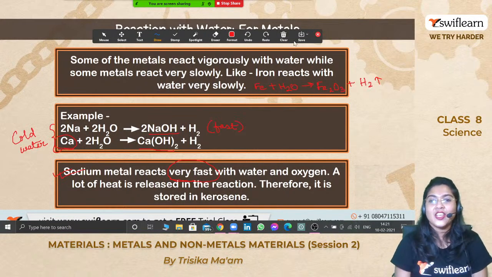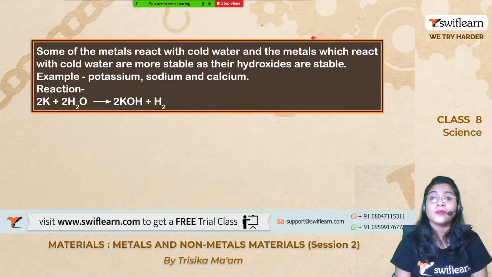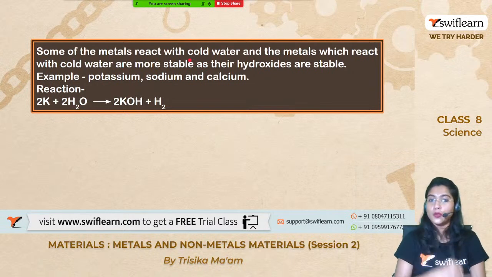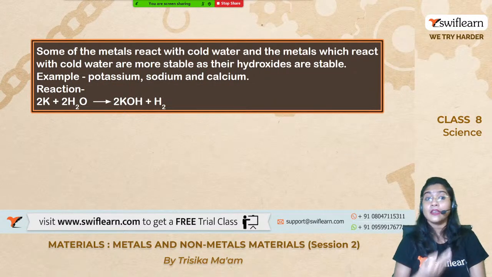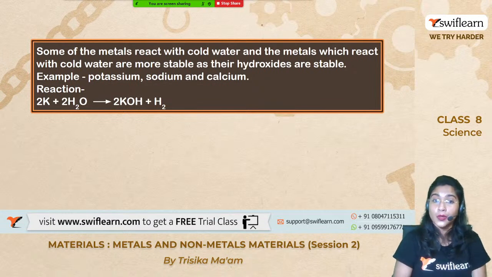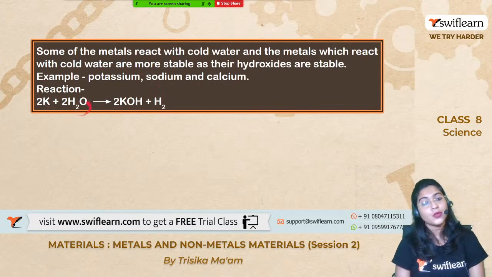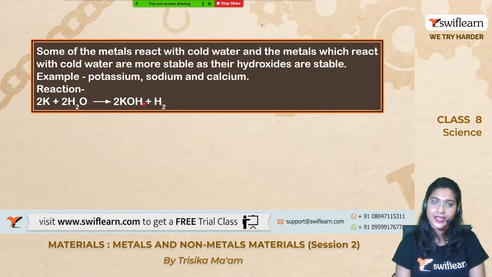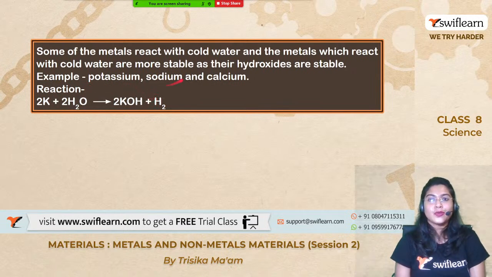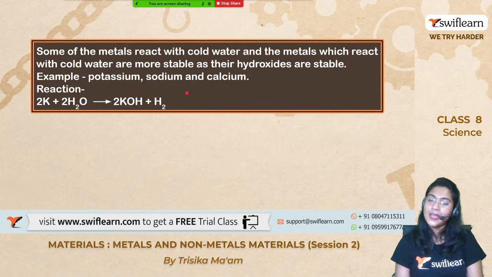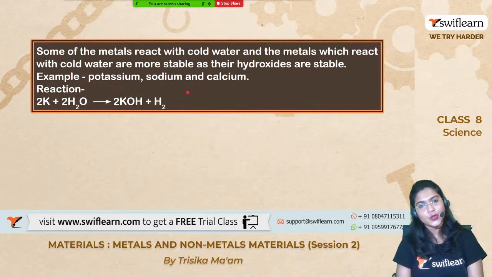Fine. Chalo. So let us move on to the other metals which react with the cold water. Already I have told you that the sodium, calcium and potassium react very fast with the help of the cold water, right? So here is the reaction for the potassium, where the potassium when reacting with water forms potassium hydroxide and also releases the hydrogen gas. Fine. So the metals which react with the cold water, they are more stable as their hydroxides are also stable. Clear? Up to this much, I don't think that you have any question. Do you have any question?